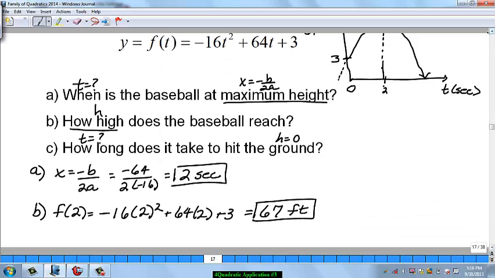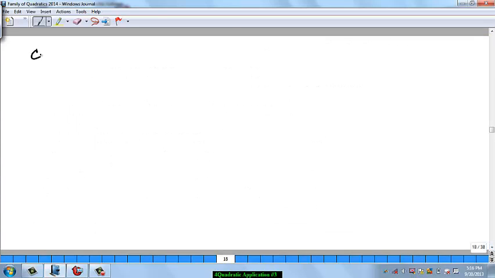Okay. For the C part, I'm going to take this down to the other thing right here. So I'm going to do C. So here's my formula. They want to know when it hits the ground, so I take the formula that I had on the other page, and I'm going to put it equal to 0. And I want to know when it hits the ground.